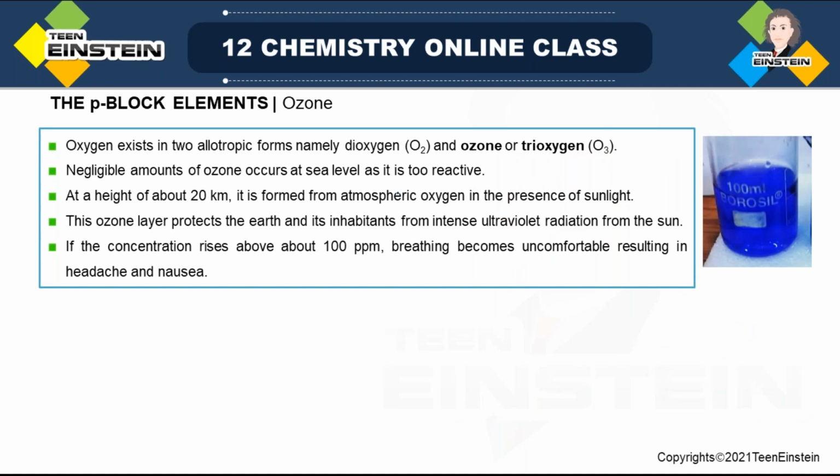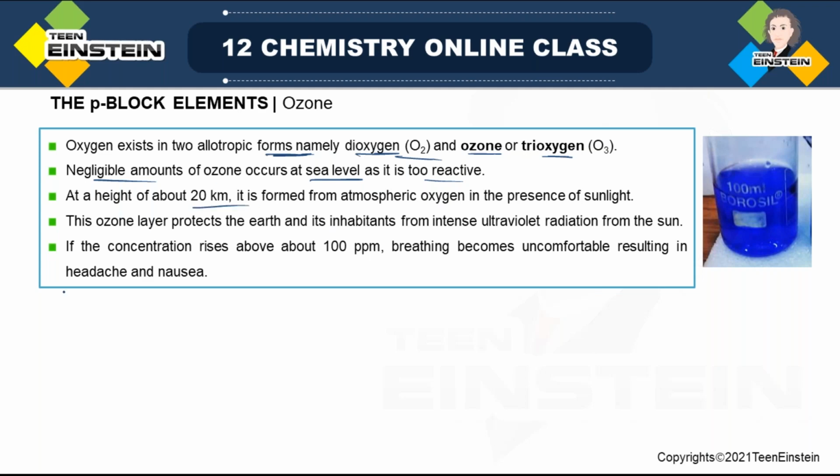Now another allotrope of oxygen is ozone. So oxygen exists in two allotropic forms. Allotrope means different physical forms, namely dioxygen and ozone. You can also call it trioxygen. Just as we say di, it will be tri, because now we have three oxygens. Natural occurrence, if we consider, there is a negligible amount of ozone gas at sea level. But why is it negligible? Because its stability is not very high, it is very reactive, so it cannot exist as O3 for long. A very low amount is present.